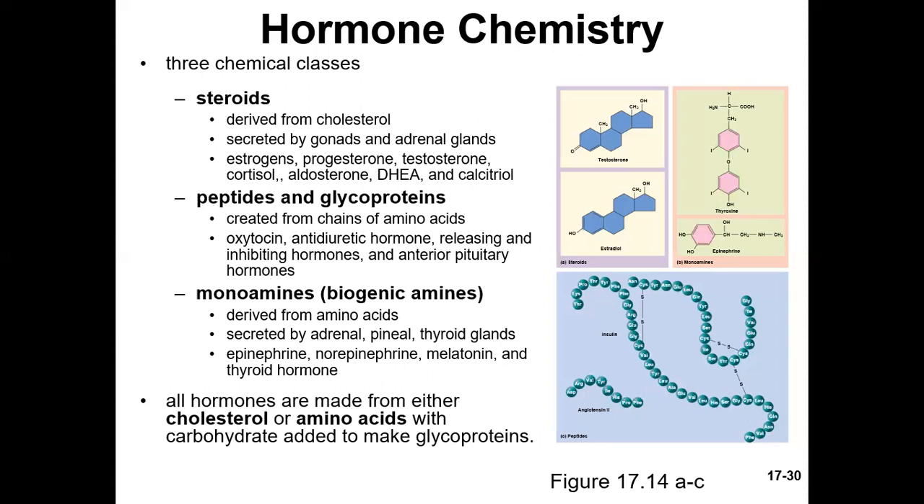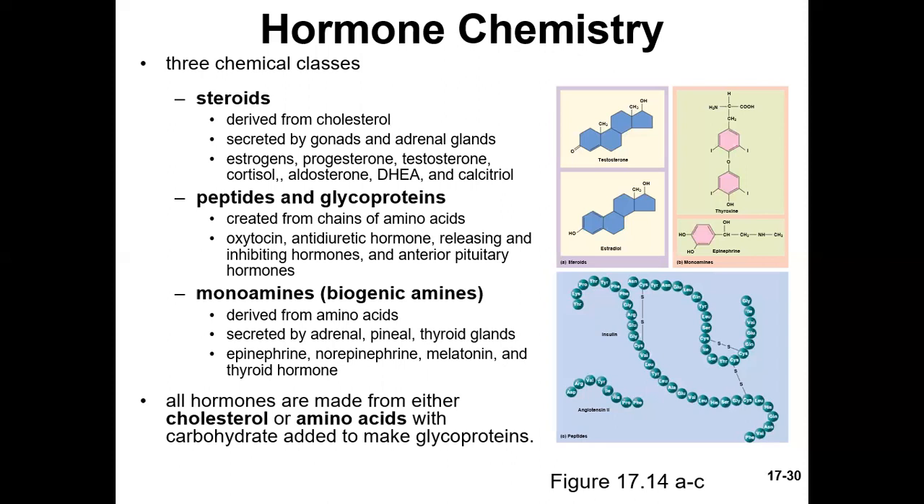Then within hormone chemistry, we have peptides and glycoproteins. These are created from chains of amino acids. These are oxytocin, antidiuretic hormone, releasing and inhibiting hormones, and the anterior pituitary hormones that we talked about that got released.